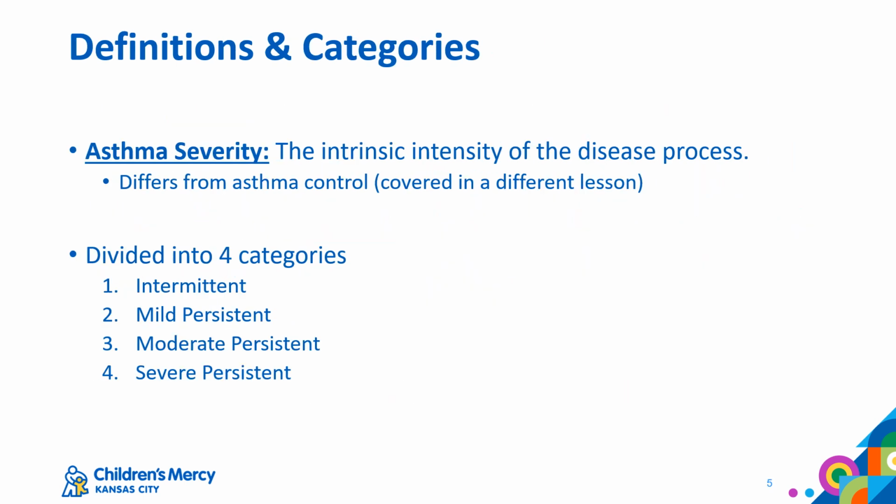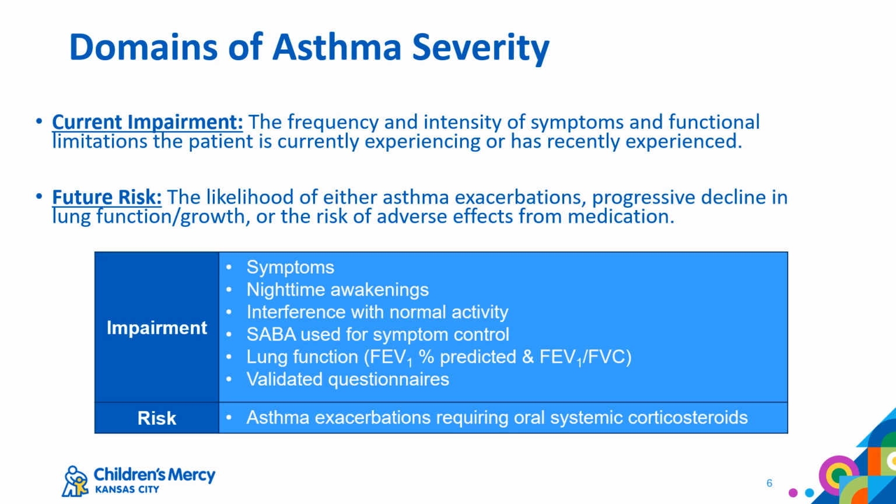Asthma severity can be defined as the intrinsic intensity of the disease process. In other words, asthma severity is how bad a patient's asthma is, which helps us determine how to treat them. Severity is different from asthma control, which will be covered in another lesson. Within the domain of asthma severity, there are 4 categories: intermittent, mild persistent, moderate persistent, and severe persistent. The 2 domains of asthma severity are current impairment and future risk.